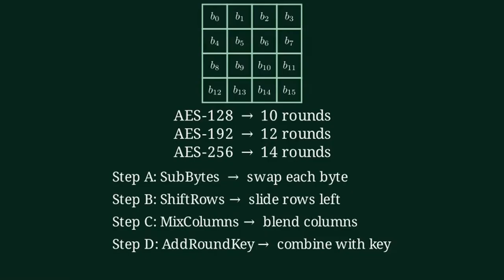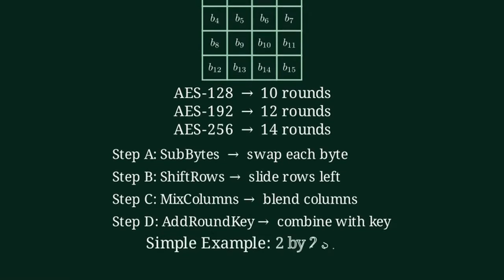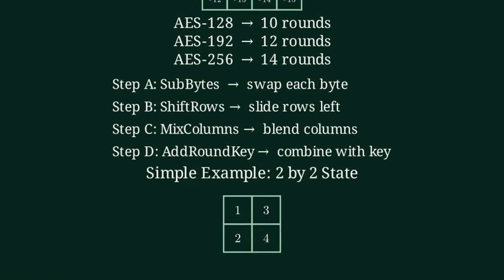Let's visualize each step. Now, let's build a tiny example using a 2x2 grid. Our initial state is 1, 2, 3, 4. We place them into a small grid. Step 1 is SubBytes. We will use a simple rule: add 5 to every number. So 1 becomes 6, 2 becomes 7, 3 becomes 8, and 4 becomes 9.